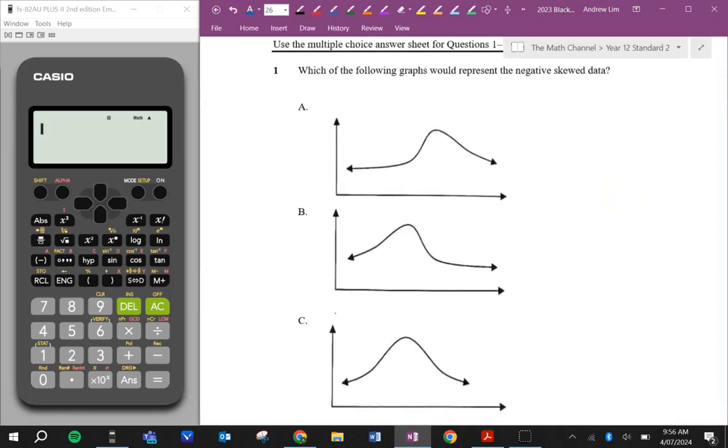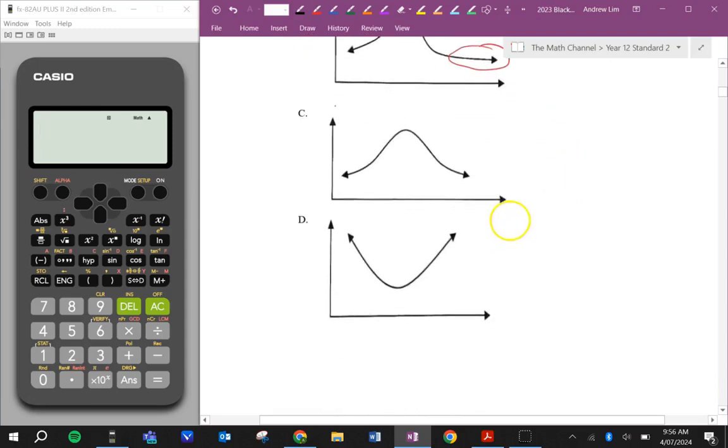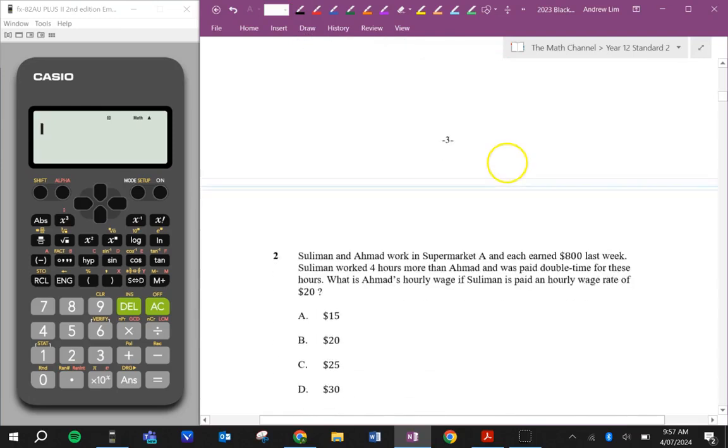Which of the following graphs would represent the negative skewed data? So negatively skewed data means that the tail is pointing towards the negative numbers. And here you can see the tail is pointing towards the negative numbers, so the answer is A. In option B, the tail is pointing towards the positive numbers. C is normally distributed or symmetrical. And D is none of the above.